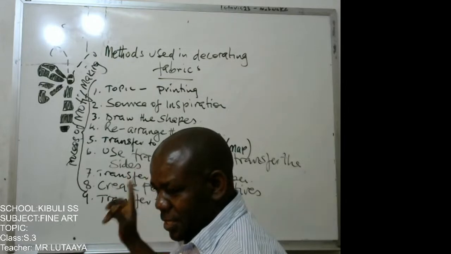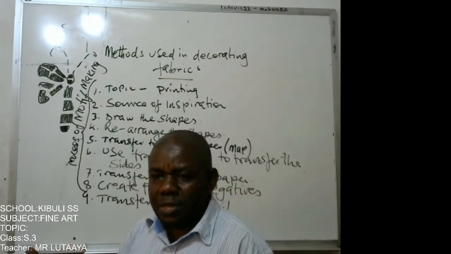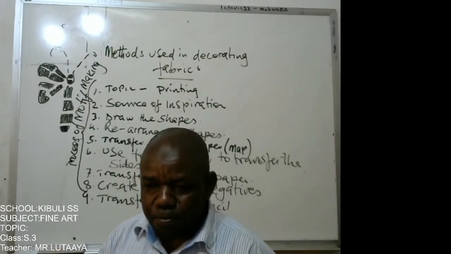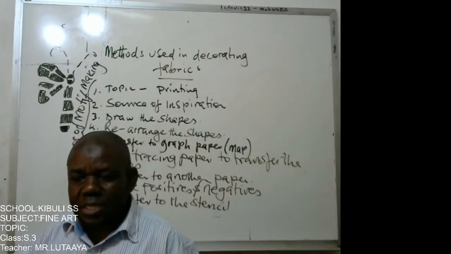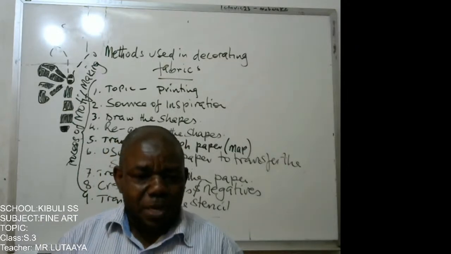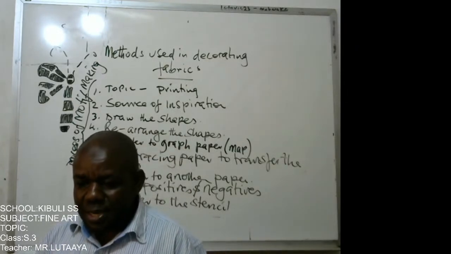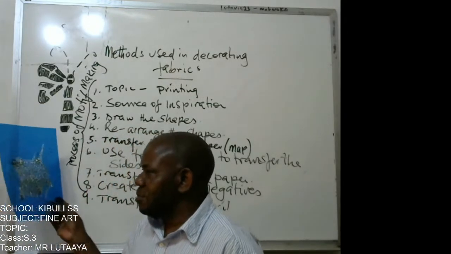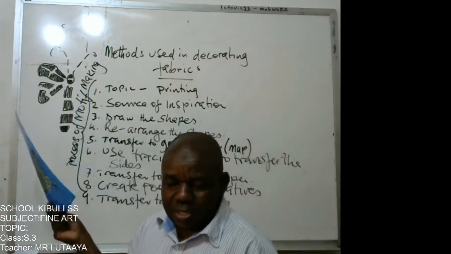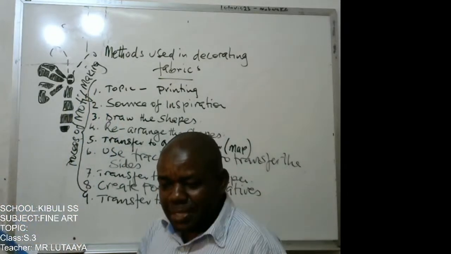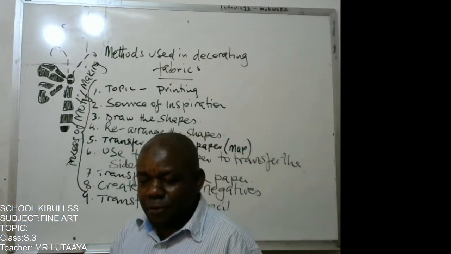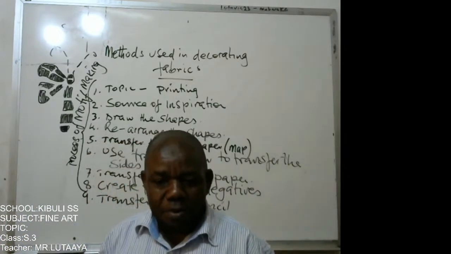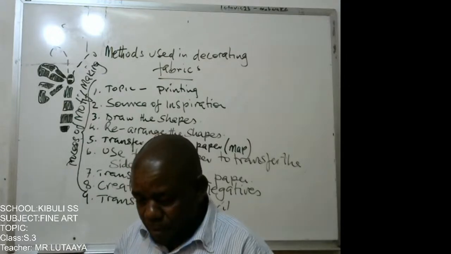So that is stencil printing. It is the most common method we use at school because it is cheap. It does not require a lot of expenditure because this is a stencil. If you are to get it, it is at 200 shillings, something like that. Then the papers, you have them. If you don't have A4 papers, you can even get ruled papers from your book and use them to develop the motif.